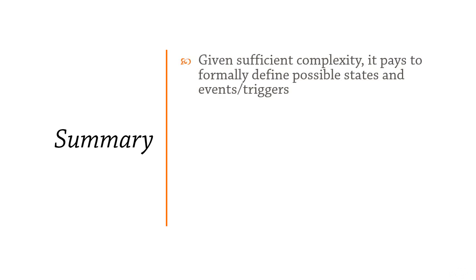Alright, so let's try to summarize what we've learned about the state design pattern. Given sufficient complexity, it pays for us to formally define all the possible states of a system, as well as the events or triggers which transition us from one state to another. Some of the things that we can define include the following.